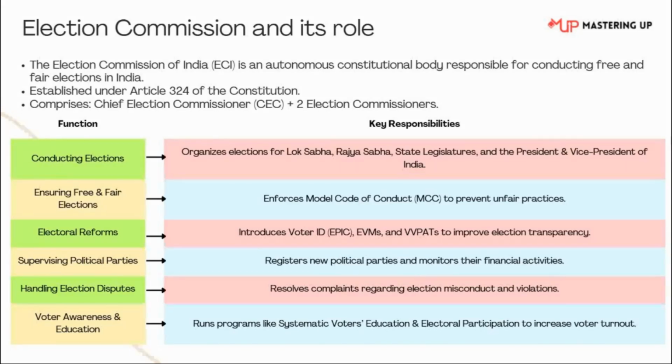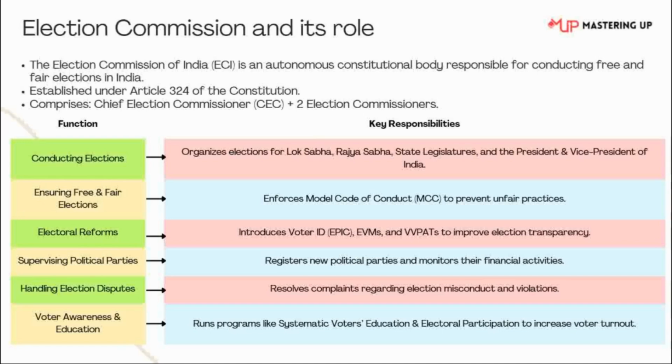What is the Election Commission and what is its role? The Election Commission of India is an autonomous constitutional body responsible for conducting free and fair elections in India. Established under Article 324 of the Constitution, it comprises the Chief Election Commissioner plus two Election Commissioners. The below table mentions the functions of the Election Commission and their respective responsibilities.